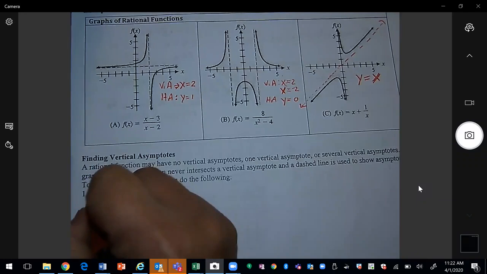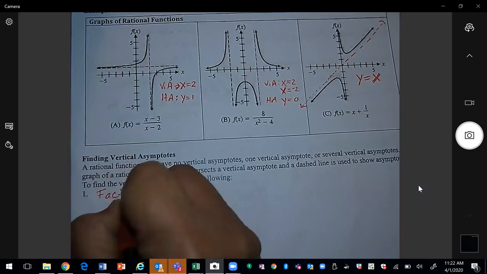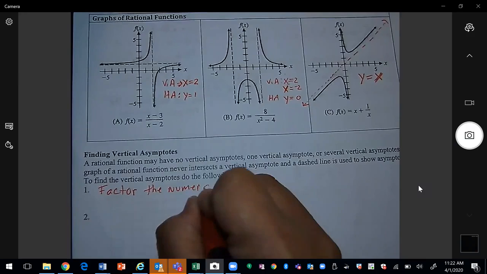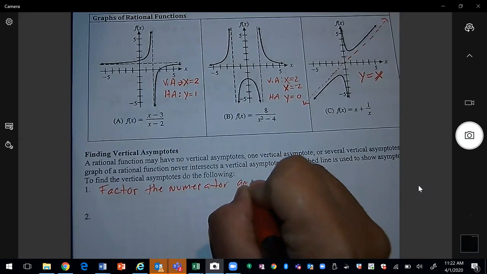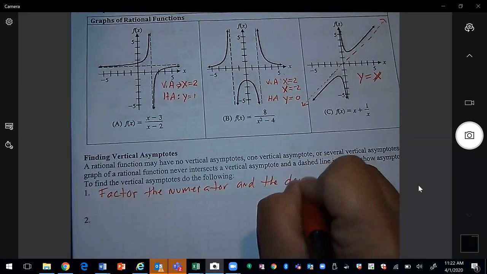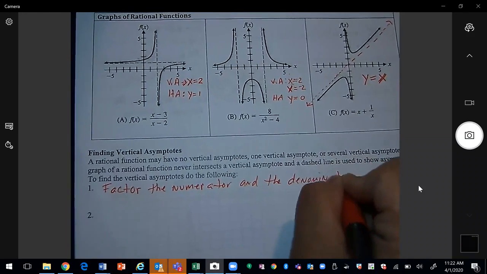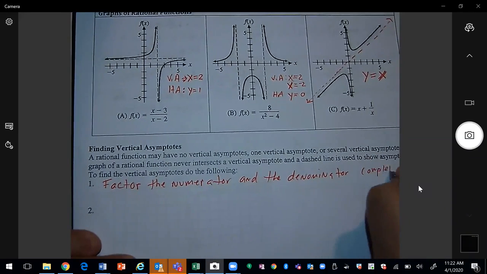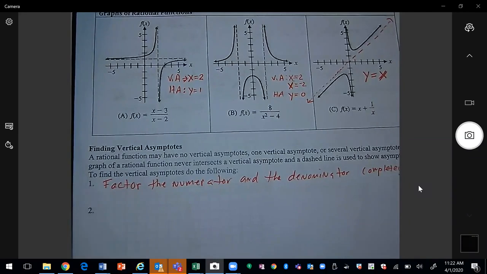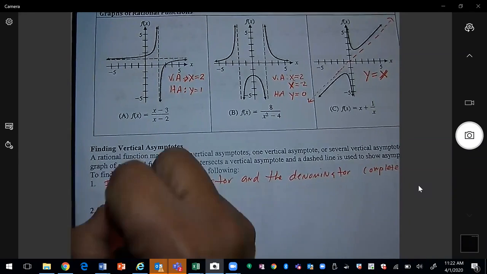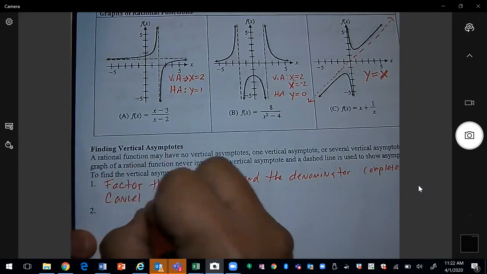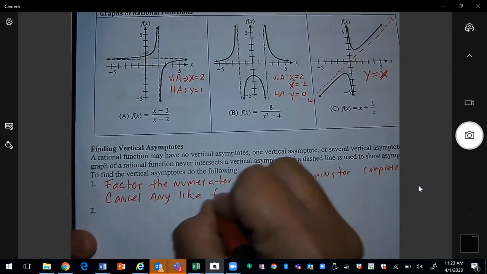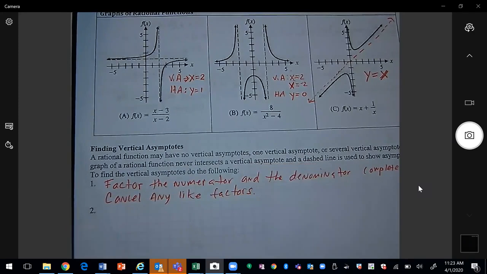The first one is you want to factor the numerator and the denominator completely. Okay, and once you factor, you want to cancel any like factors. And I'll give you some examples here in a second.